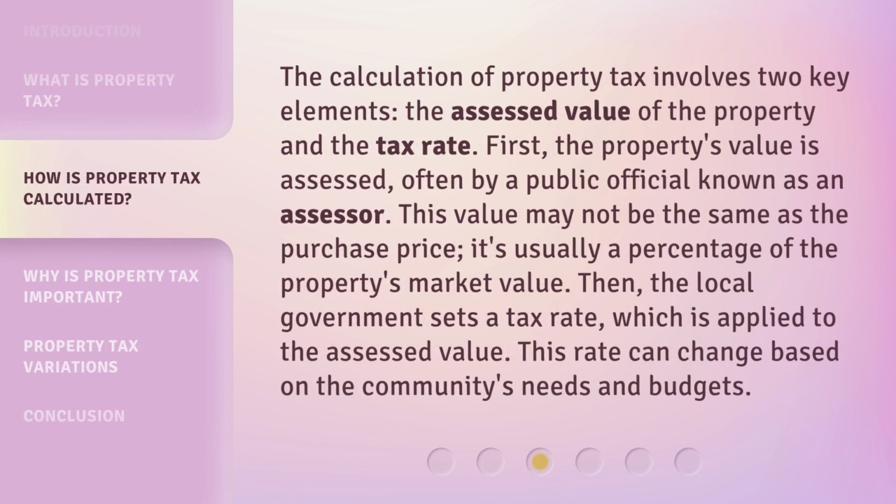The calculation of property tax involves two key elements: the assessed value of the property and the tax rate. First, the property's value is assessed, often by a public official known as an assessor. This value may not be the same as the purchase price. It's usually a percentage of the property's market value. Then, the local government sets a tax rate, which is applied to the assessed value. This rate can change based on the community's needs and budgets.